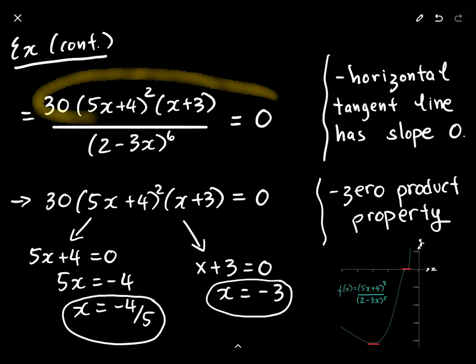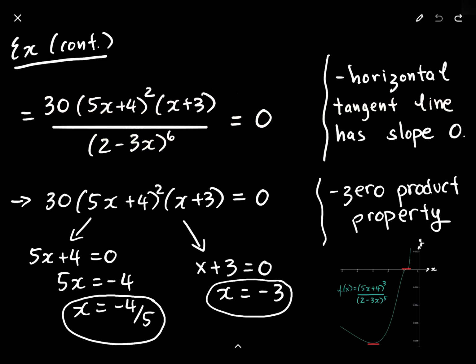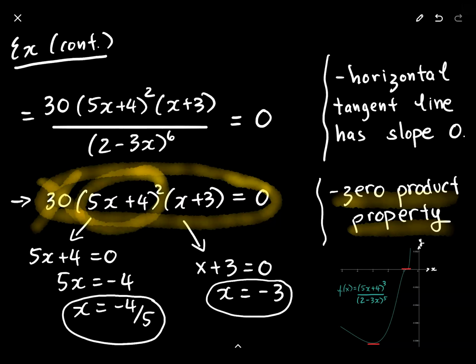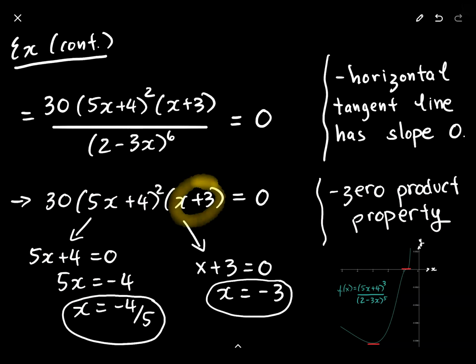It will be 0 only when the top is equal to 0, since nothing in the denominator can make it 0. So we're looking for the values that make the top equal to 0, and the top will be equal to 0 when any of the factors is equal to 0. So here we're using the zero product property. So 30 can never be 0, and the next factor, 5x plus 4 squared, will be equal to 0 when 5x plus 4 is equal to 0. This is when 5x is equal to minus 4, or x is equal to minus 4/5. And the other factor, x plus 3, will be equal to 0 when x is equal to minus 3.